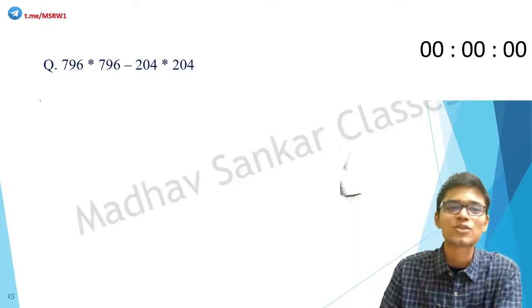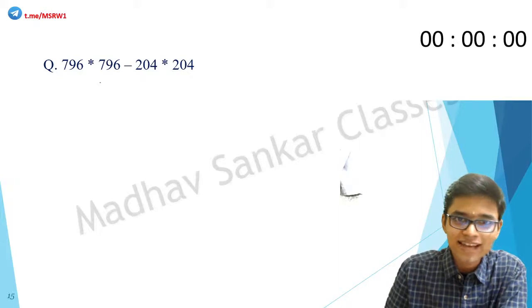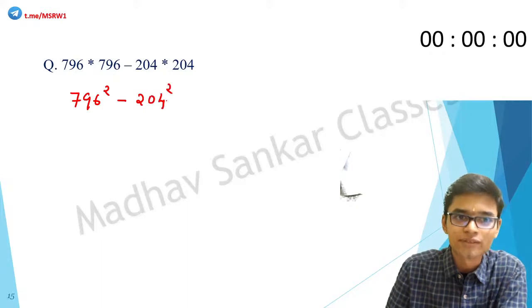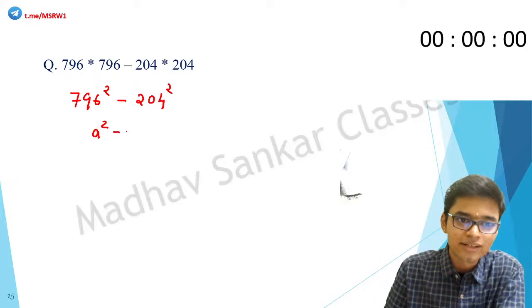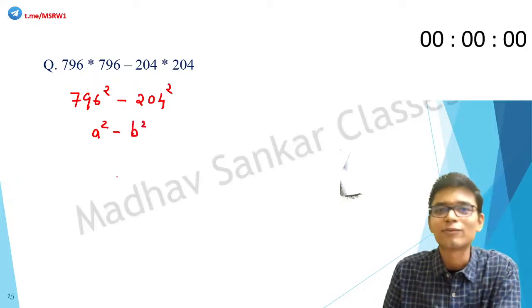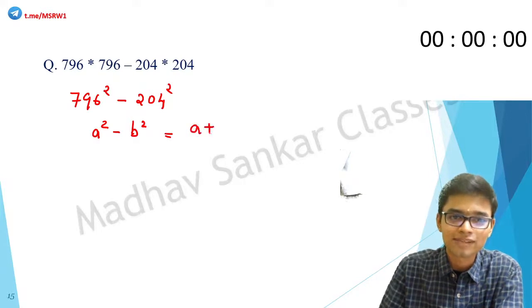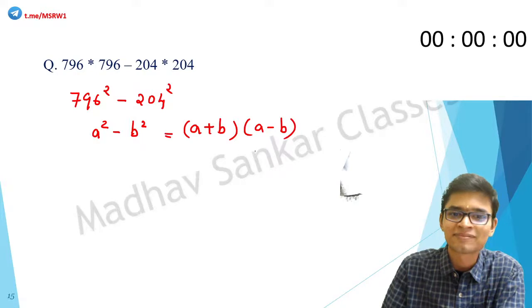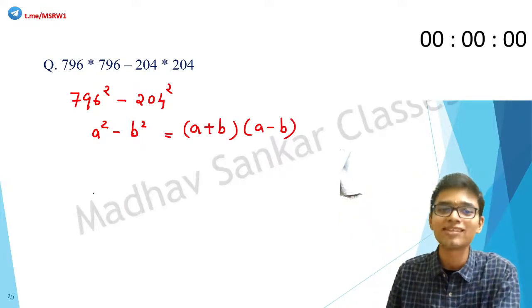All right. So how would we do this? Again, be alert. This can be rewritten as 796 squared minus 204 squared. Right? This is a squared minus b squared. And what is the formula for a squared minus b squared? It is equal to a plus b into a minus b. This is why I asked you to study the formulas. A plus b into a minus b is equal to a squared minus b squared.